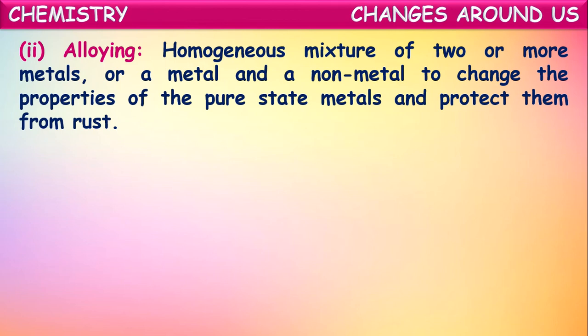When iron is mixed with some other metals like chromium or nickel and one more non-metal, carbon, by mixing with all these, iron gets certain properties by which it won't get rust. So in that way alloying also protects iron articles from rusting.